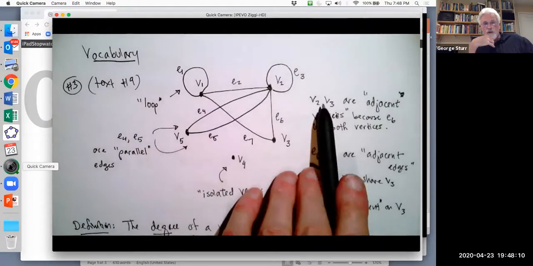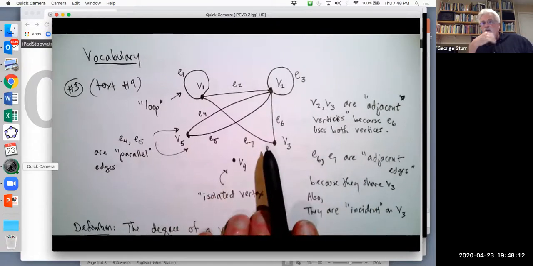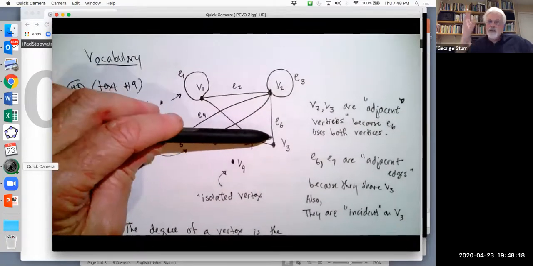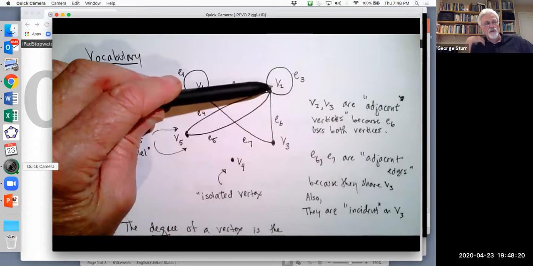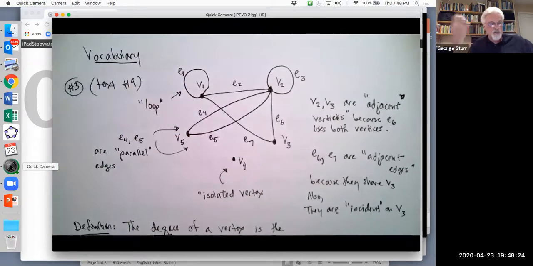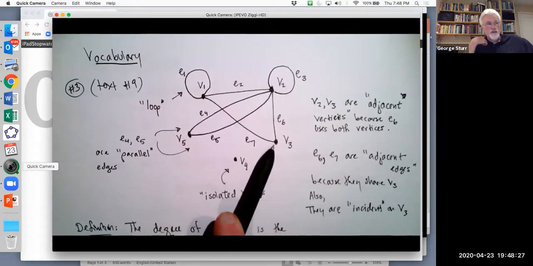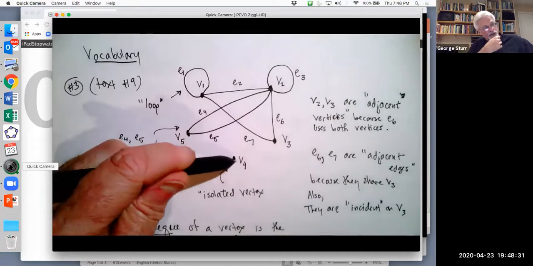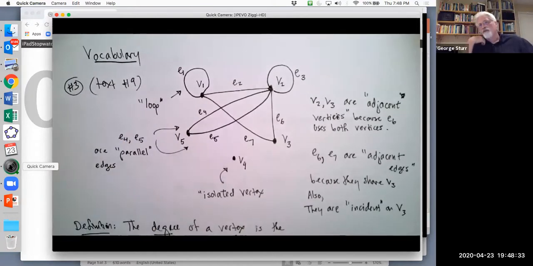V2 and V3, here we go, they're adjacent because there's an edge that essentially connects them, that there's an E6 that relates V2 to V3. So we say V2 and V3 are adjacent. V1 is adjacent to V3 via edge 7. This vertex right down here is what's known as an isolated vertex, etc.